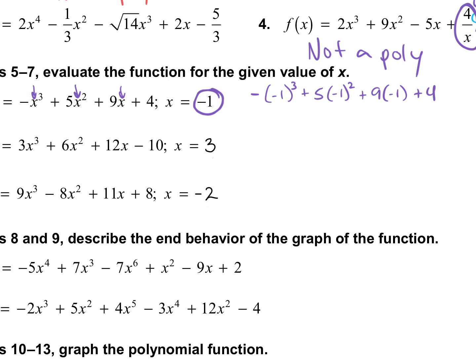Let's follow our order of operations. What's -1 to the 3rd power? -1, but we have a negative out front. So what's -1? Positive 1. And then what is -1 to the 2nd power? Positive 1. And 5 times 1 would be 5. And then 9 times -1? -9 plus 4. 1 plus 5 is?